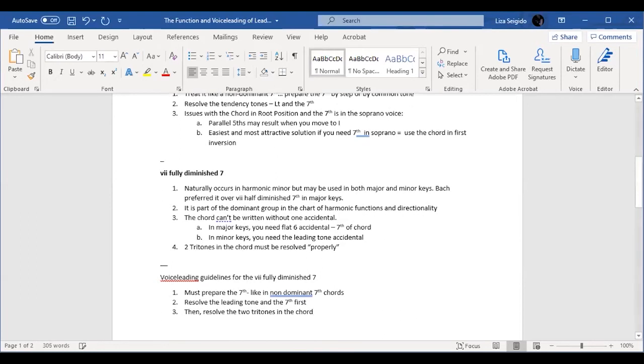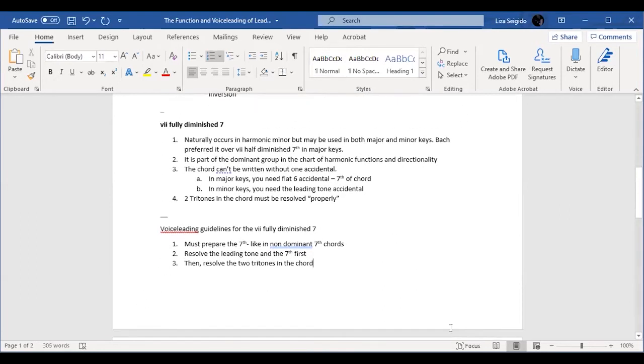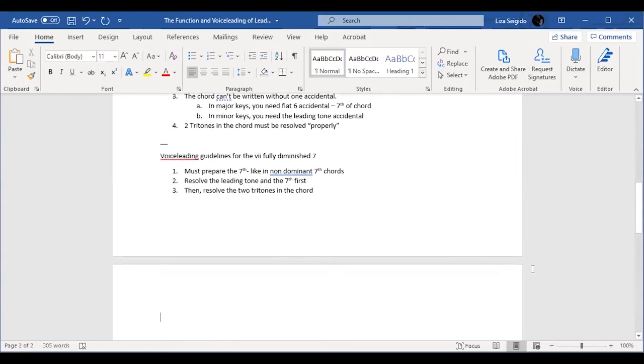All right, and the next section is about resolving the tritones in the chord. Actually, two.